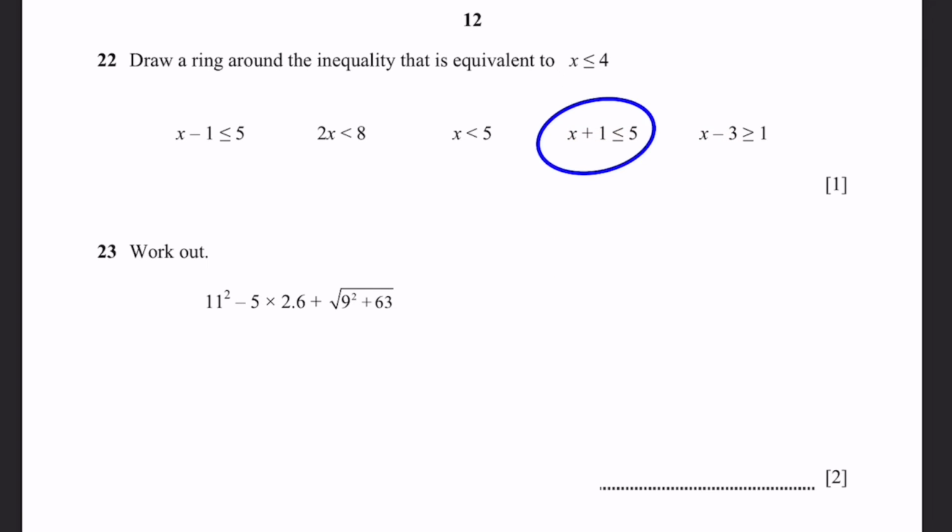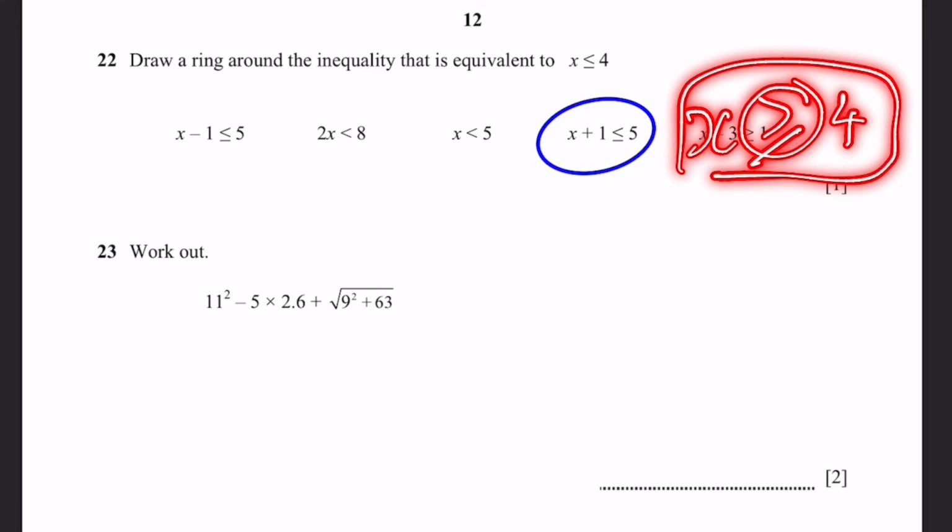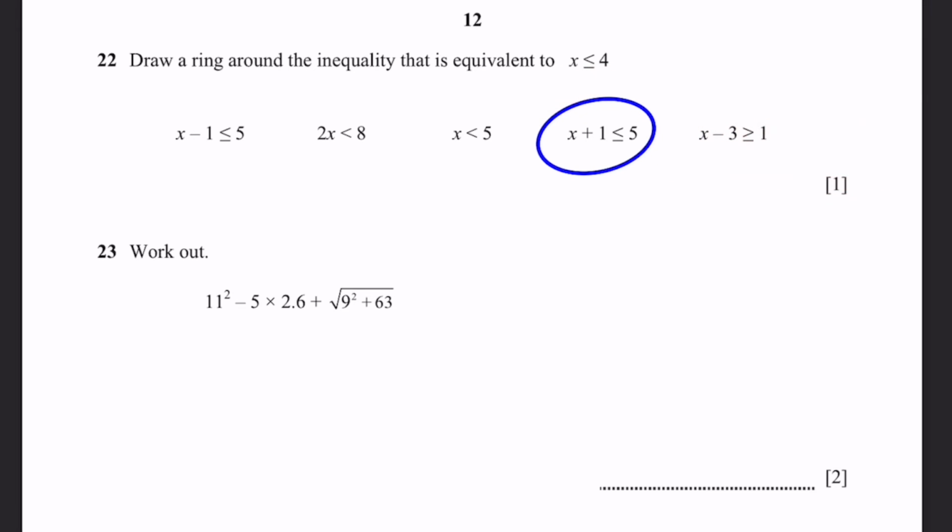By the way, for the last one, why is this wrong? We can simplify this to x greater than or equal to 4. The sign is inverted. It's greater than or equal to, not less than or equal to. This is the answer. Question 23.